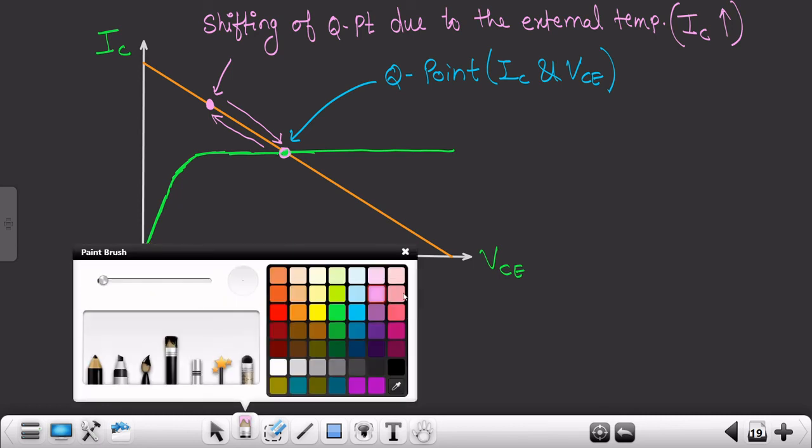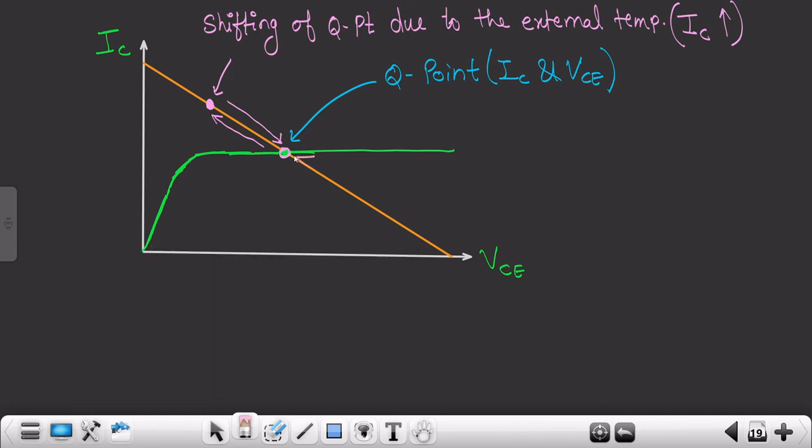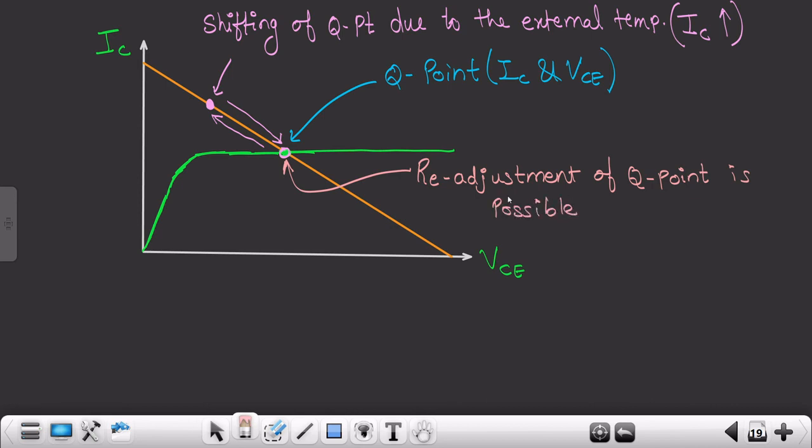So I'll write over here: readjustment of Q point is possible, or it is easily achievable, due to this particular voltage divider bias, due to R2. Or what I can write, due to this particular design of voltage divider bias, due to the voltage divider bias technique.